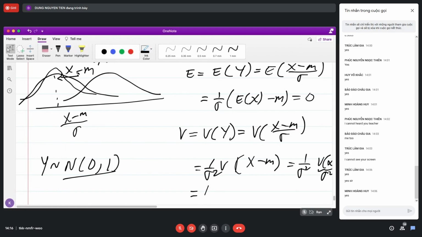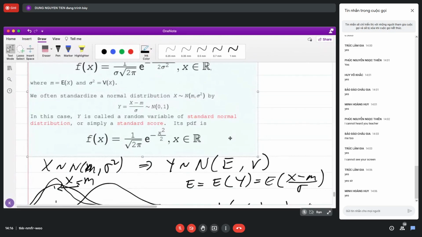Then you can see that if you standardize a normal random variable, you get the standard normal random variable like this one. And the density function of the standard normal distribution is simply 1 over the square root of 2 pi times the exponential of minus x squared over 2.